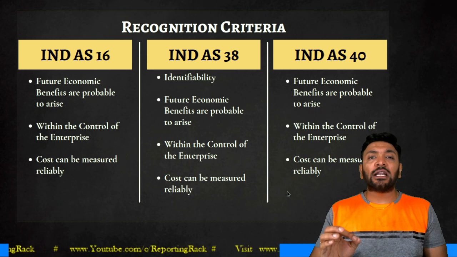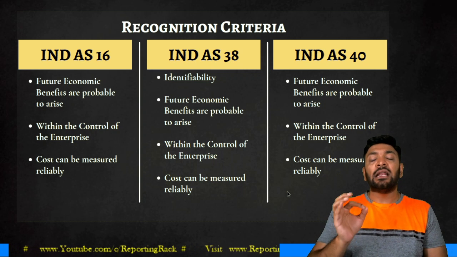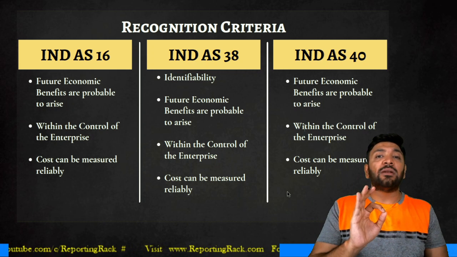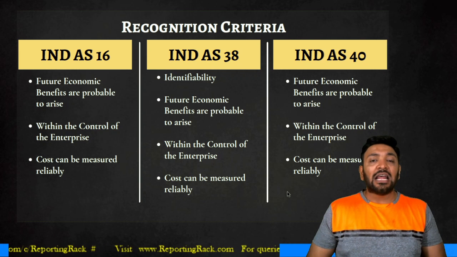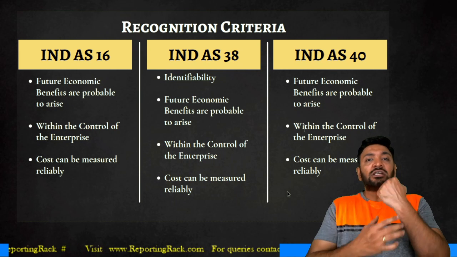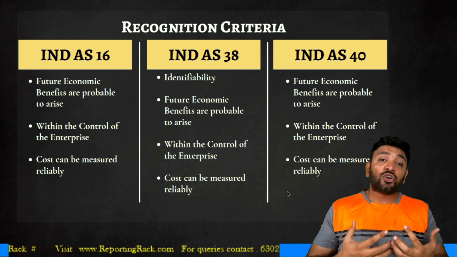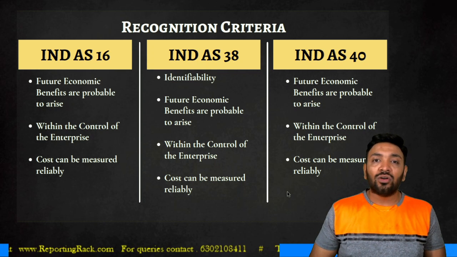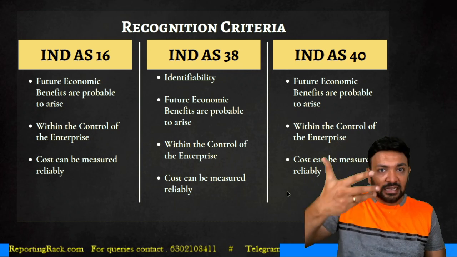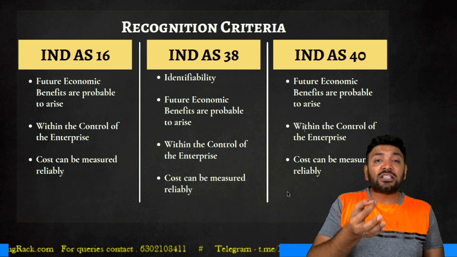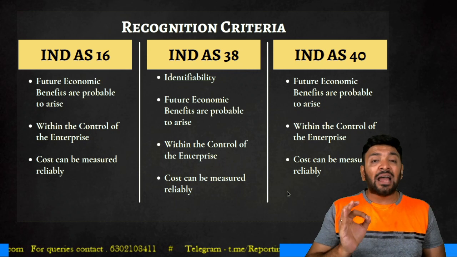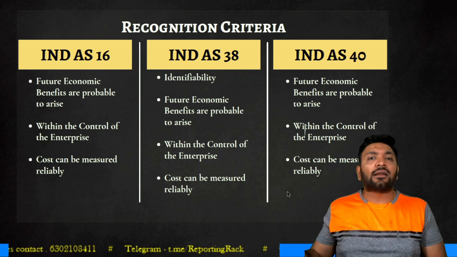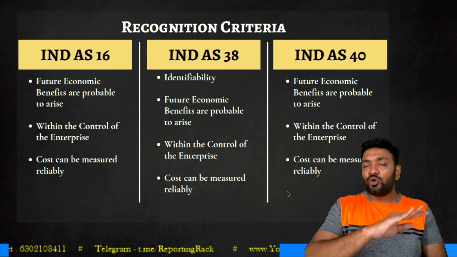Now, why is it so important that under IND AS 38 regarding intangible assets, he included this part of identifiability? The logic is very simple. An intangible asset does not have a physical substance. If I ask you to show where is your watch, you'll show it. If I ask you to show where is the intangible asset, that is a skill that you gain from this particular lecture, show where it is. You chop off your head and still I can't see. The skill which you have gained is your intangible asset. That intangible asset here should be identifiable. If you cannot identify, you cannot recognize.